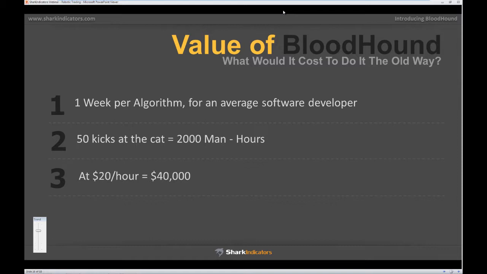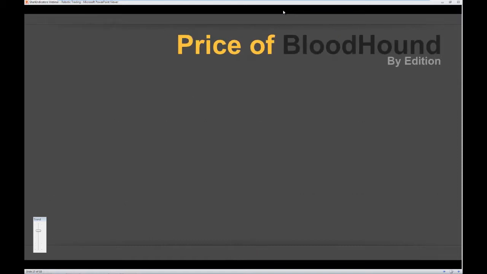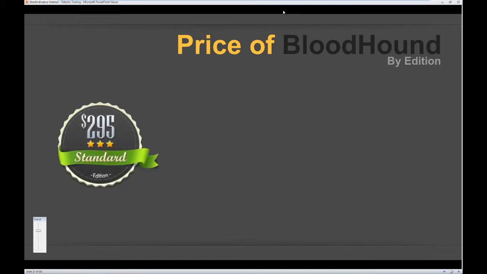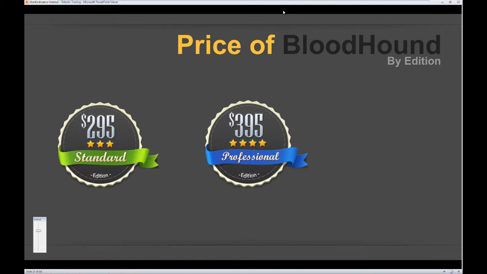We've looked around, and we've seen pre-built systems, with significantly less engineering behind them, go for about $1,000 up to $3,000. And you can get Bloodhound for as low as $295 as an entry price. We also have a professional version with some more features and the ability to do multiple timeframes. The standard version does not.